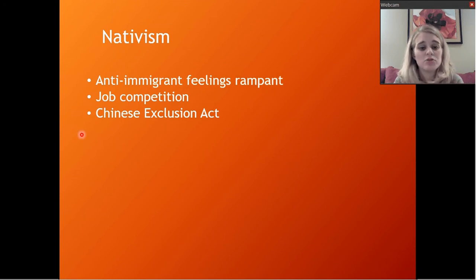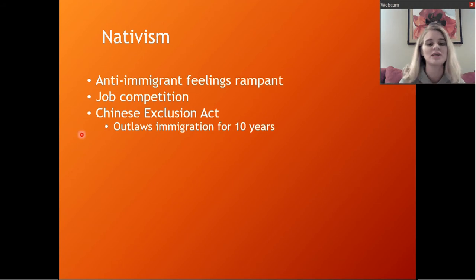The Chinese Exclusion Act is passed, and this is passed after the railroad is completed, right? So remember, we were importing people from China to build the railroad because we thought that they could build the wall, they can build the railroad, right? Well, once the railroad is done, we don't want any more Chinese people into our country. So they actually outlaw immigration from China for 10 years. They're saying we're not going to let anybody else from China into our country for 10 years.